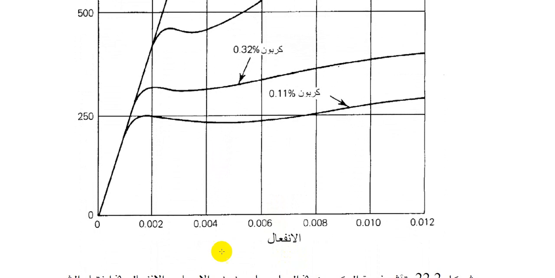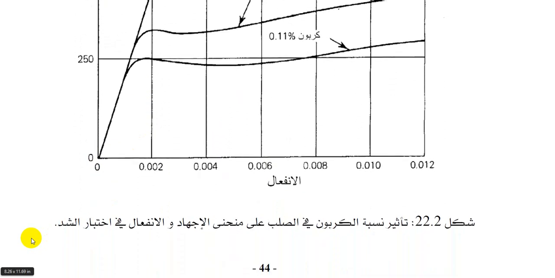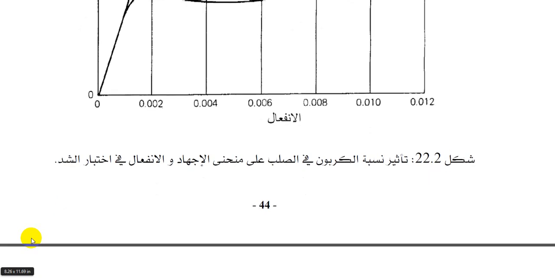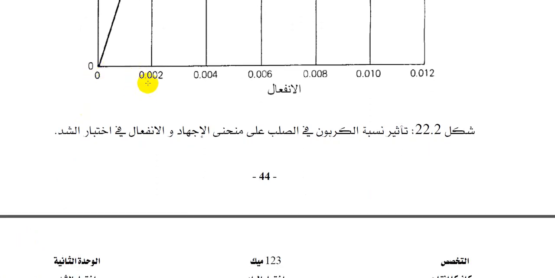The stress is in megapascal, plotted starting at the origin, 0, up to 1000 megapascal, which is considered 1 gigapascal, and 10,000 megapascal is considered 10 gigapascal. The strain axis is plotted horizontally, with values 0, 0.002, 0.08. Figure 22.2 clarifies the effect of carbon content in the tensile test.